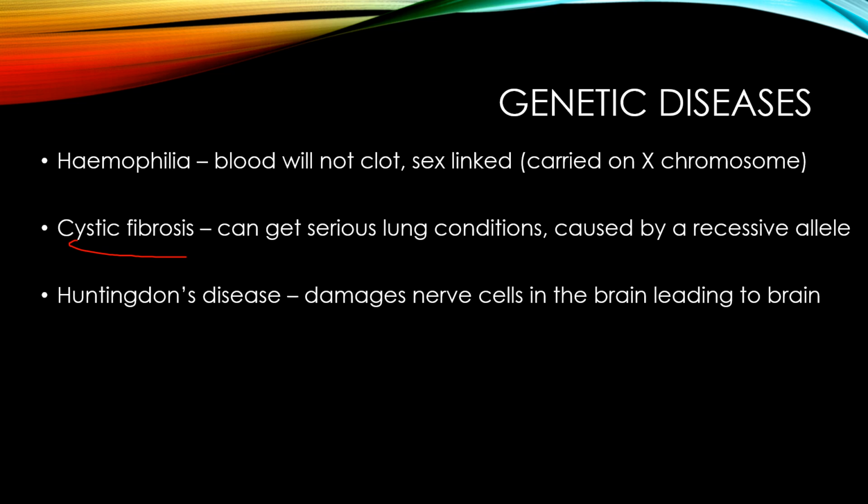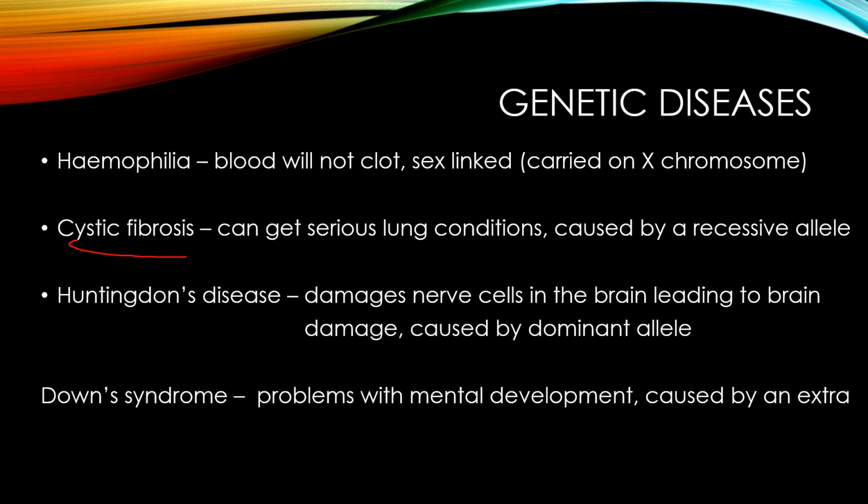Huntington's disease is another one which older people will get. And also we have Down syndrome, of course, which is caused by having an extra chromosome. These are all diseases caused by genetics.